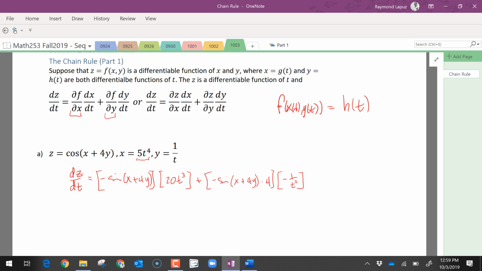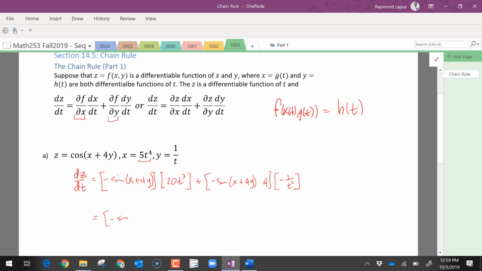And you're done. Are you, though? Well, sometimes they would be happy with an answer like this. Other times they would be interested in having you put it all in terms of t, because the original function after the composition is really just becoming a function of t. So we might be interested in putting the t back in. So all that really means is that you're going to put 5t to the 4th in for x and 1 over t in for y.